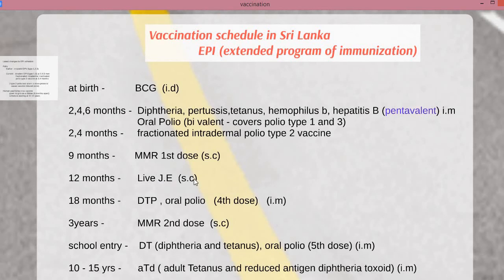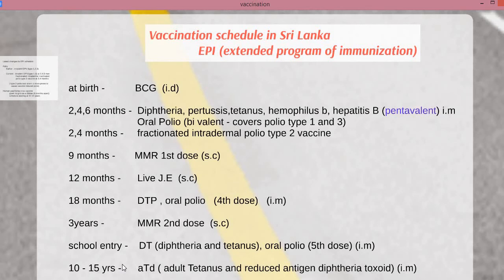It's a subcutaneous vaccine. At 18 months, diphtheria, tetanus and pertussis is given to boost the ones which have been given at 2, 4, 6, combined with the oral polio 4th dose. Before school entry, the diphtheria and tetanus 5th dose is given with the 5th dose of oral polio.